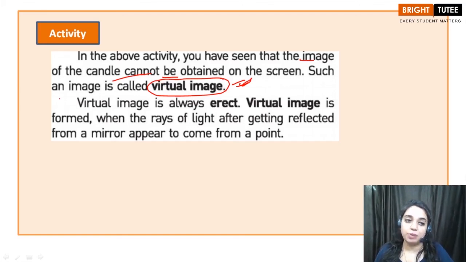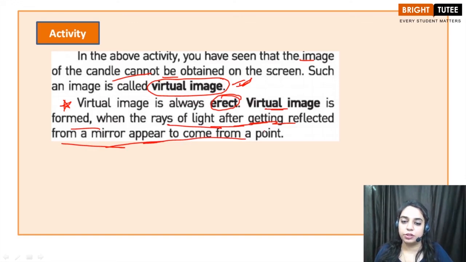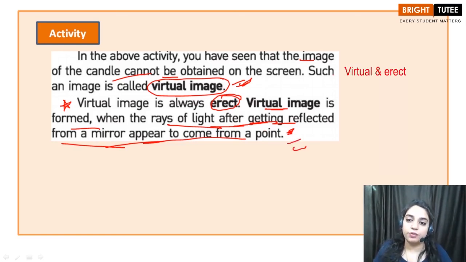And children, there is one more important point: virtual images are always erect in nature, and a virtual image is formed when the rays of light after getting reflected from the mirror appear to come from a point. This you can ignore, this cannot be asked in your examinations, but just to understand, virtual images always appear as if they are coming from a point. Okay children, so the nature of the image formed will always be virtual and erect in case of a plane mirror.